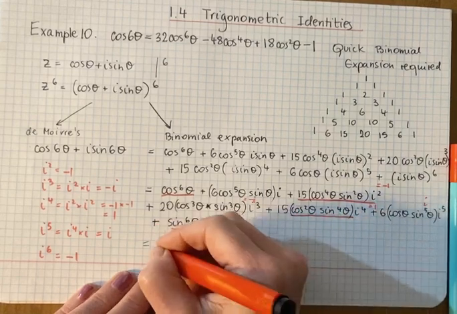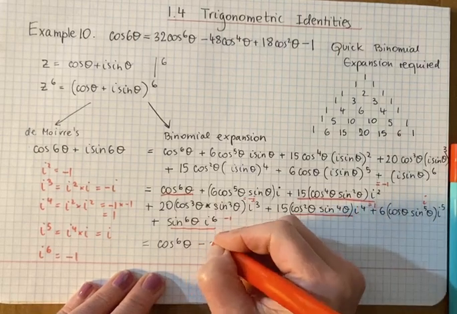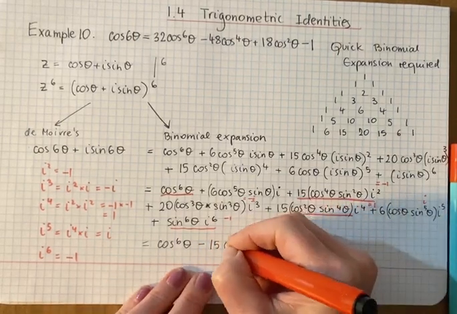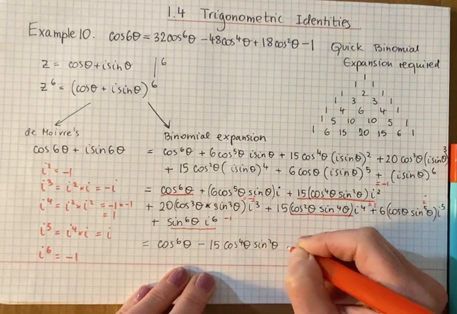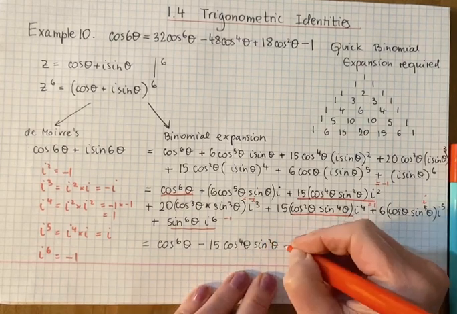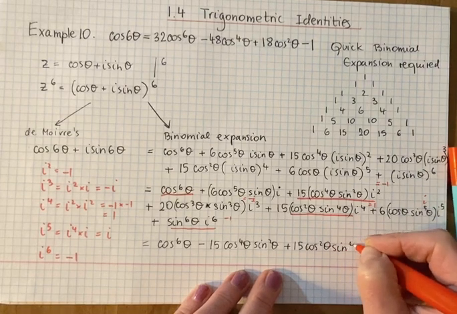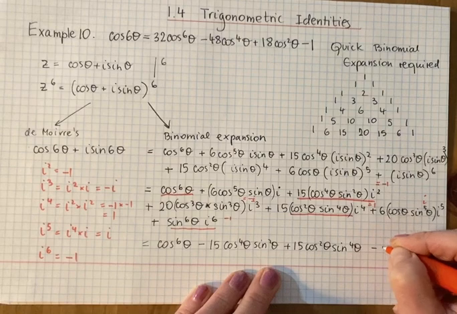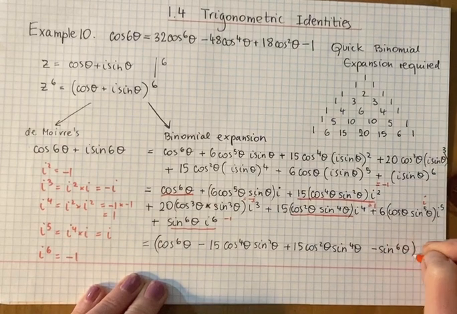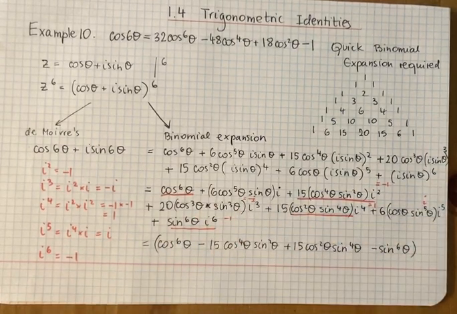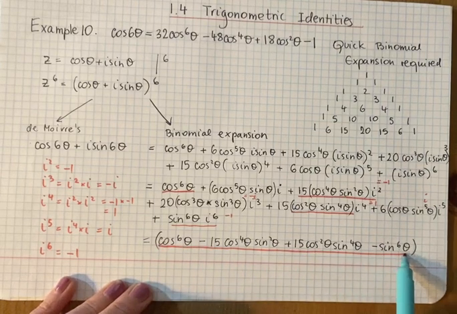So the ones underlined in red, it's cos to the power 6 theta minus 15 cos to the power 4 theta sine squared theta, and then the next real part is positive 15 cos squared theta sine to the power 4 theta, and lastly you've got minus sine to the power 6 theta. This all together is the real part of that expression. This is what we've underlined in red before.